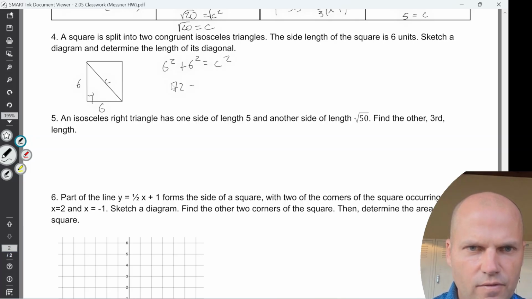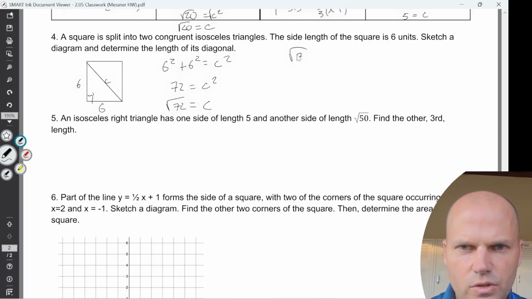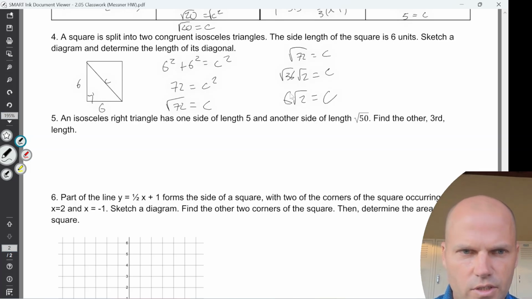36 plus 36 is 72. C will equal the square root of 72. Square root both sides. But 72 is 36 times 2. You can use your calculator to figure this out. So 6 root 2 is this length C.